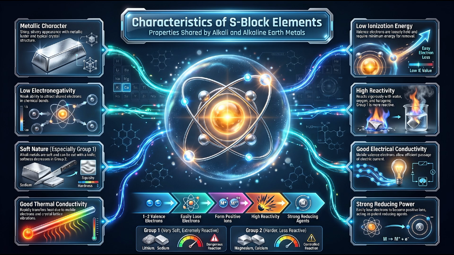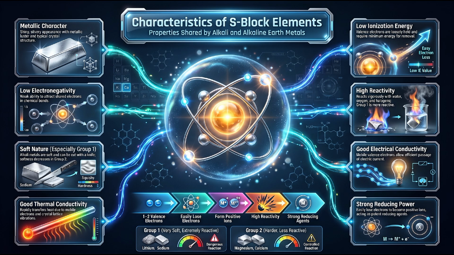Another shared characteristic is that S-block elements usually form basic oxides and hydroxides. When these metals react with oxygen, they produce metal oxides, and when these oxides react with water, they form hydroxides that produce alkaline solutions. This is why Group 1 metals are called alkali metals, and Group 2 metals are called alkaline earth metals. Their hydroxides increase the concentration of hydroxide ions in water, making the solution strongly basic.